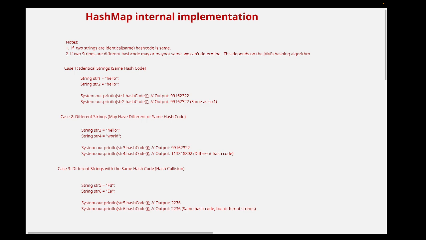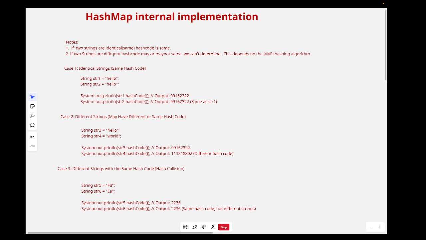Suppose two strings are the same, the hash code is the same. Very simple. If two strings are identical, then the hash code is the same. You see here in case 1, string str1 is hello and string str2 is hello. Both strings are the same, both are identical. What about the hash code? The hash code is the same.